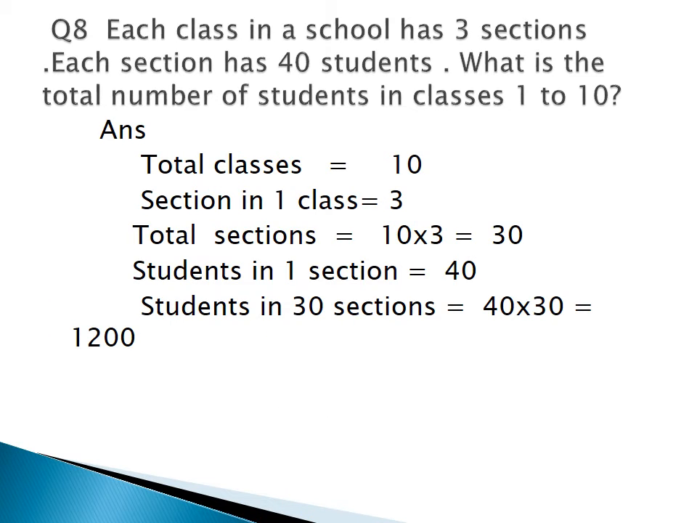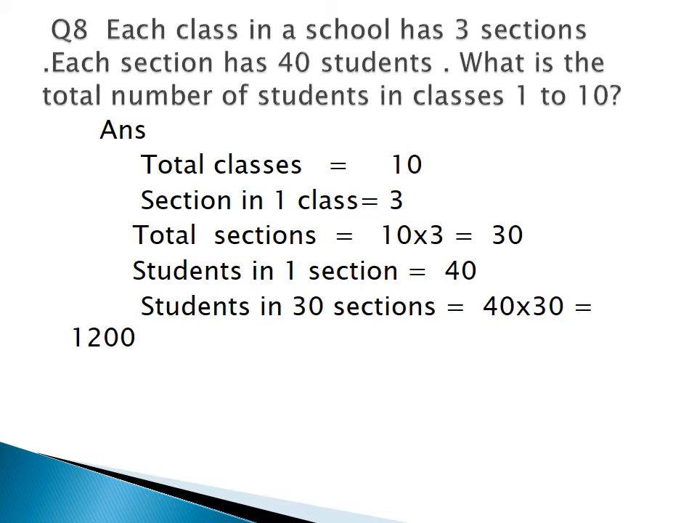Question number 8. Each class in a school has 3 sections. Each class means in one class, sections is equal to 3. Each section has 40 students. That means number of students in one section is equal to 40.